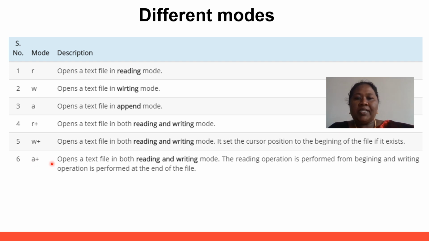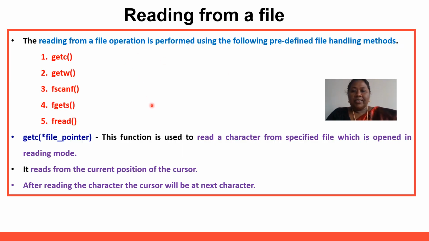And A plus means reading and writing mode, where the reading operation will be performed from the beginning and the writing operation will be performed at the end of the file. Based on your problem statement, you can choose which mode this file operation is supposed to be performed in. You just select the second parameter based on this particular table: R, W, A, or R plus, W plus, A plus. The next step is that we can perform a reading operation from a file.